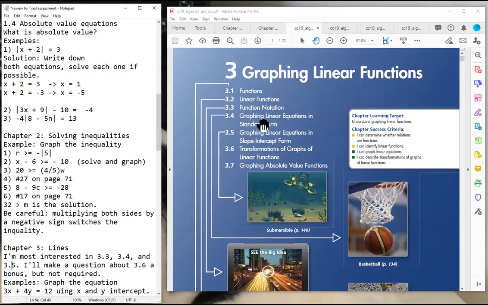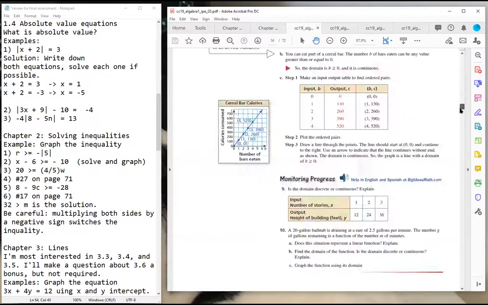Recognize an equation and graph it in standard form. Recognize an equation and graph it in slope-intercept form. See if we can get down to 3.4.